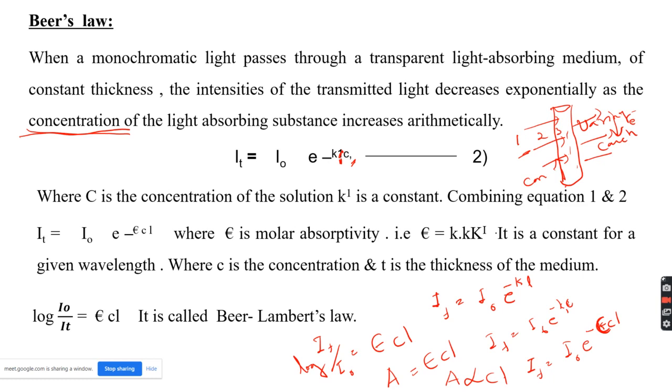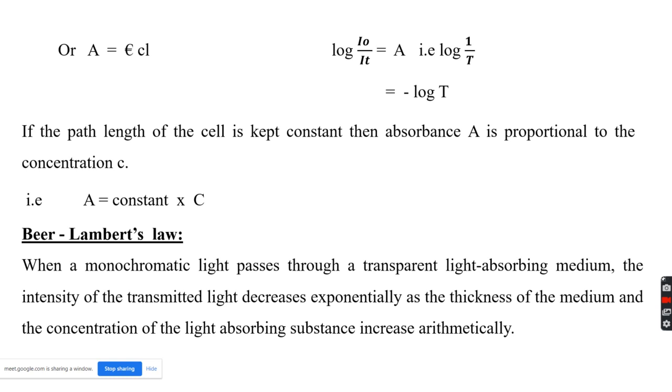Collectively, we call this the Lambert-Beer law. The mathematical expression is log I0 by It is equal to epsilon CL, or A is equal to epsilon CL, where A is the absorption, epsilon is the molar absorption coefficient, C is the concentration, and L is the thickness of the medium. Absorption is nothing but the reciprocal of the logarithm of the transmittance, or minus log T.